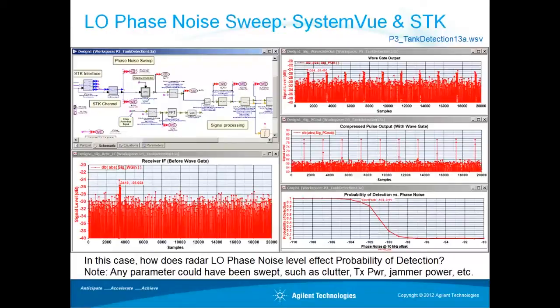SystemVue can also be used to evaluate other scenarios such as jamming or interference. The ability to simulate meaningful real-world radar scenarios helps to define system requirements much earlier in the development process.